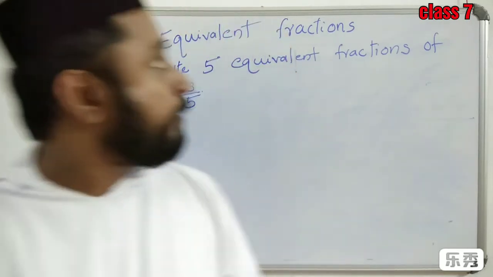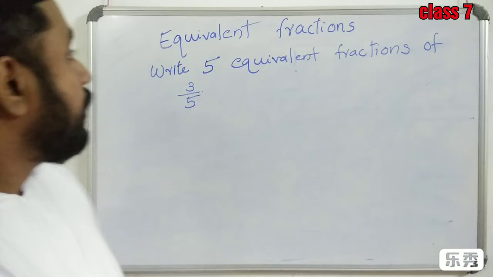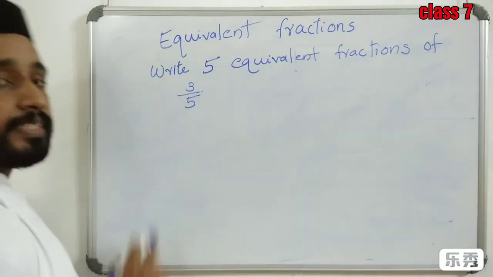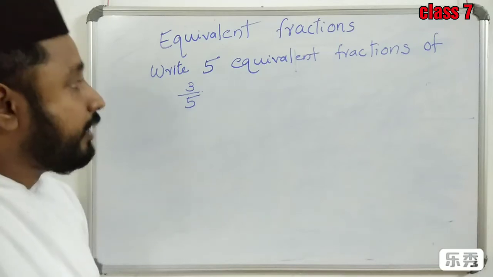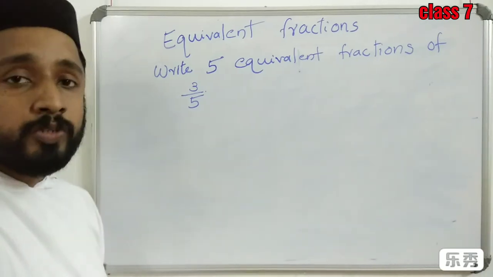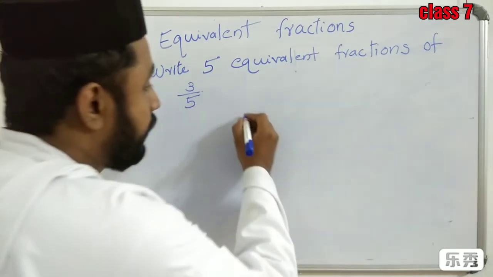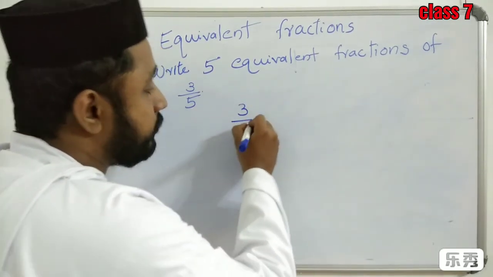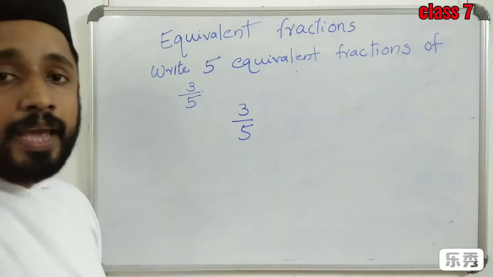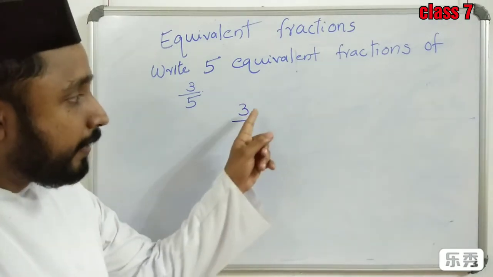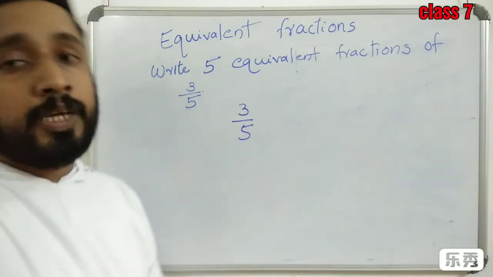Let us study equivalent fractions. How can we write equivalent fractions? I am going to write an example. Write 5 equivalent fractions of 3 by 5. We have a fraction 3 by 5. We have to write 5 equivalent fractions of 3 by 5. For getting equivalent fractions, we can multiply. We multiply the numerator and denominator by the same number. Then we will get the equivalent fraction.